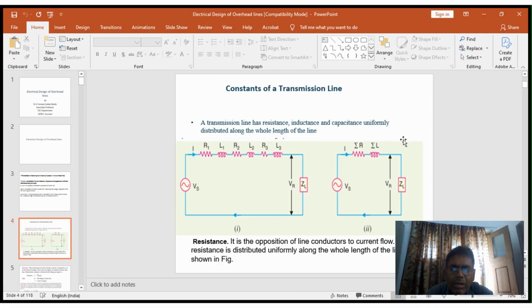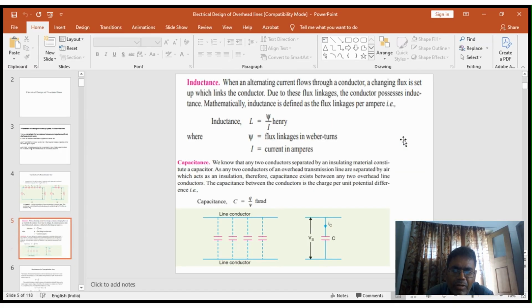The three elements are uniformly distributed along the entire length of the transmission line. The first element is resistance. The property of resistance is to oppose the flow of current. Inductance: while alternating current flows through the conductor, a changing flux is set up which is linked with the conductor. Due to these flux linkages, the conductor possesses inductance, mathematically defined as flux linkages divided by current.